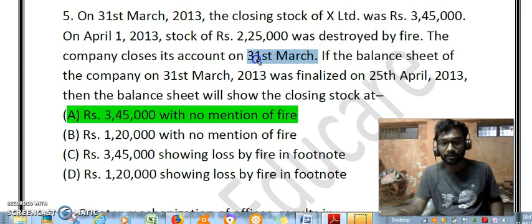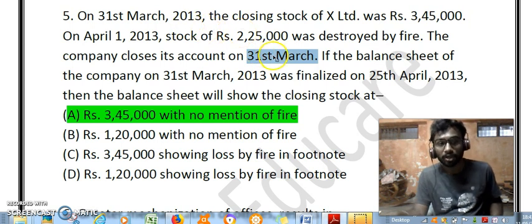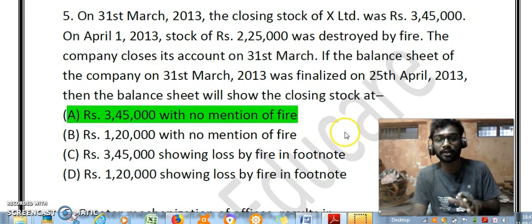The company closes its accounts on 31st March. So, listen, what does it mean? 31st March is the balance sheet date. So, at that date, what is the status? The value is 3,45,000, right? So, 3,45,000 is the closing stock with no mention of fire. Fire should not be mentioned, right?